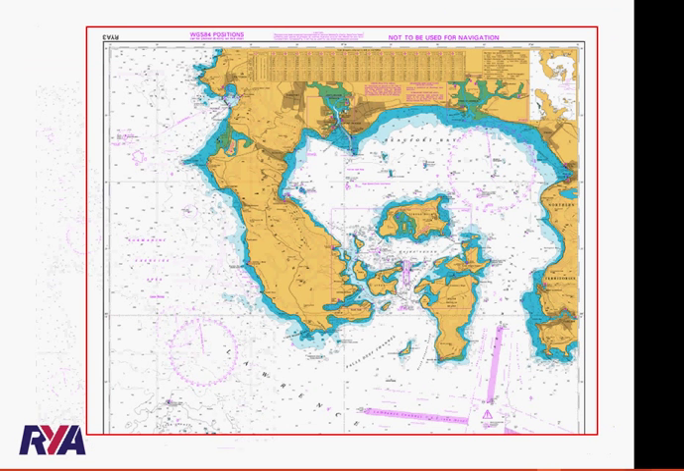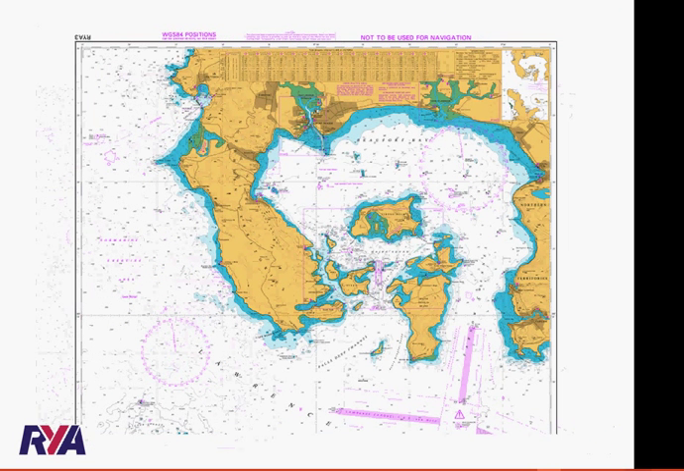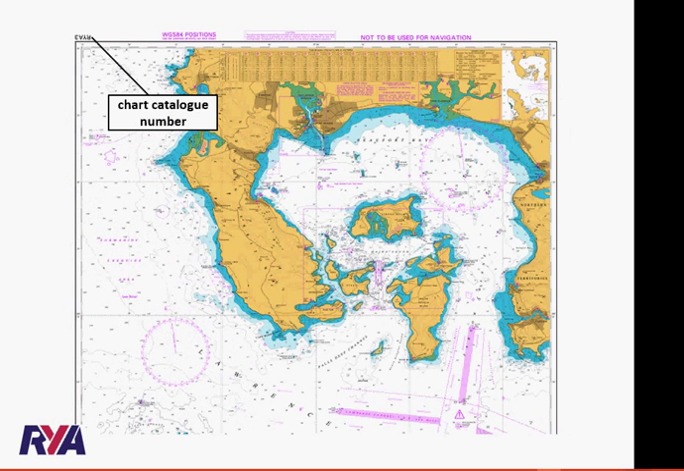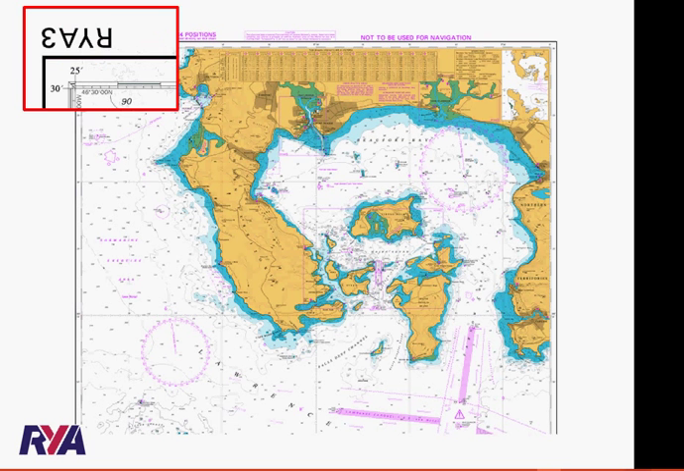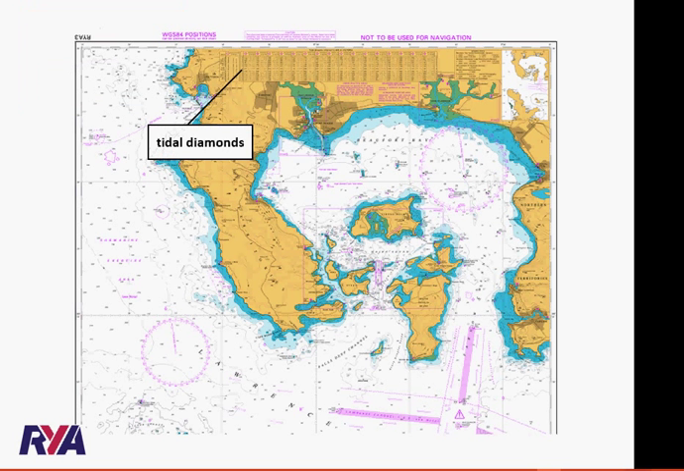So we're going to bring the top of the slide up here, and we're going to start up on the top left hand corner, and we're going to show you where the chart or catalogue number would be. And this chart is RYA3, but normally this would be a chart number. RYA3, as you can see. Next we have the tidal diamonds on there.